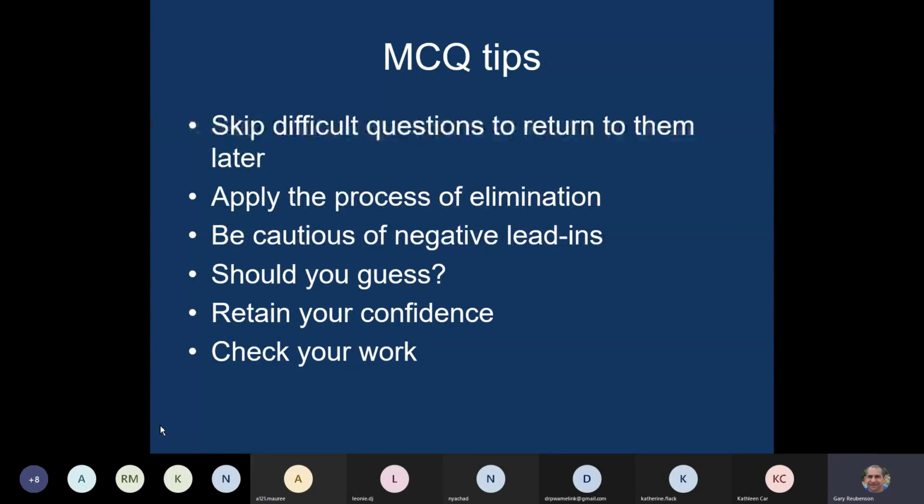Should you guess? So I'm opening that up to the group here. What would you do? Do you think it's worthwhile guessing? Anyone want to tell me their approach? Yeah, Jacques, go ahead. Yes, if I don't know, I will end up guessing. I cannot just leave it empty.